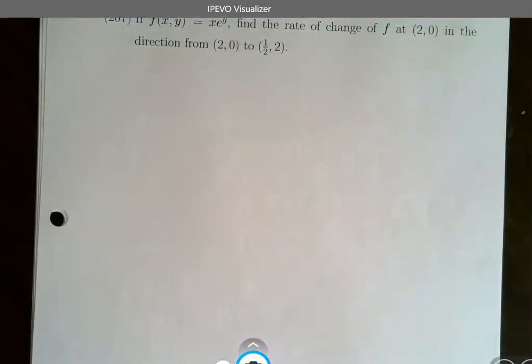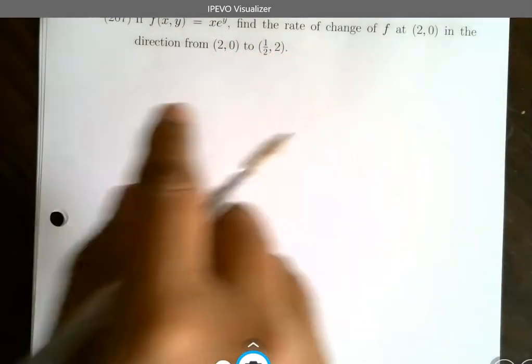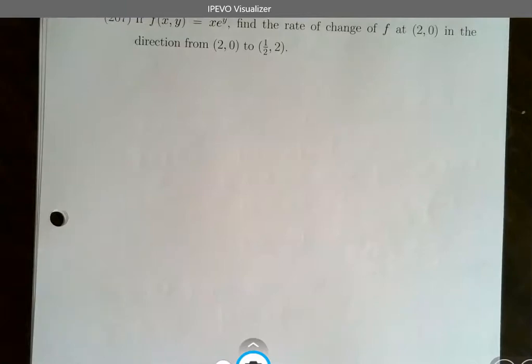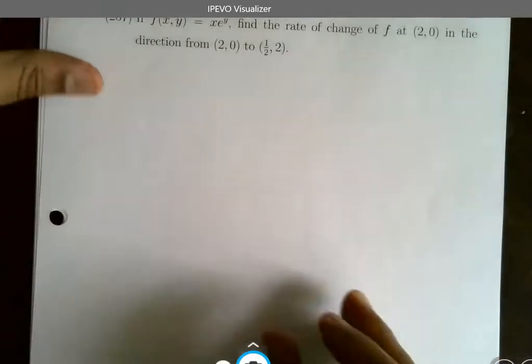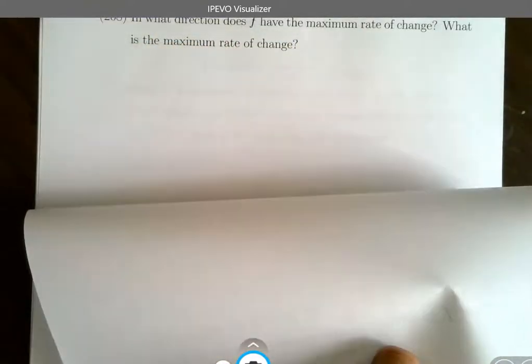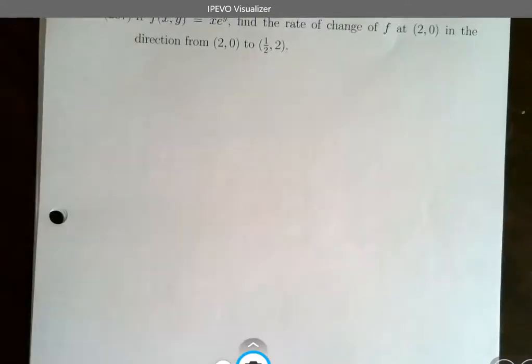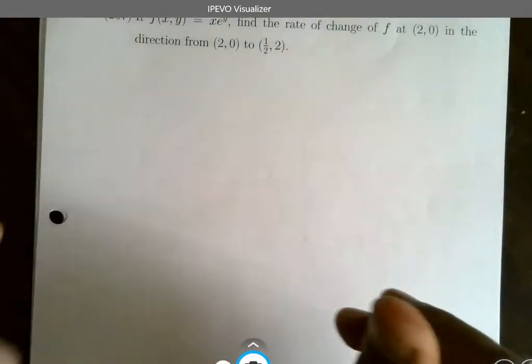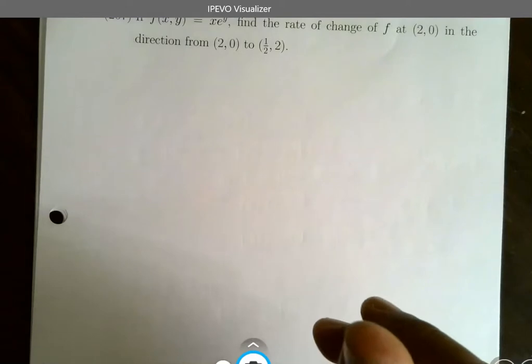So now find the rate of change of f at (2, 0) in the direction from (2, 0) to (1/2, 2). So we are going to find in what direction the function has the maximum rate of change, and what is the maximum rate of change. So we are getting there basically. There's really not much here.